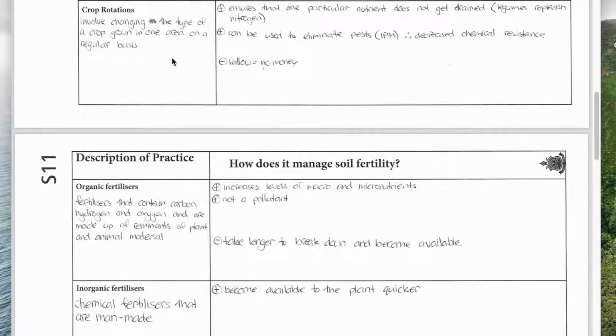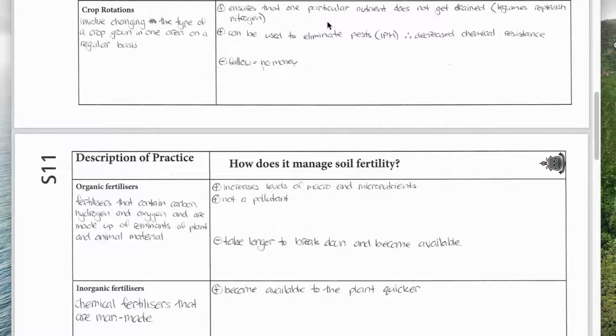The next one is crop rotations. So this involves changing the type of a crop grown in one area on a regular basis. So you might have a legume and then a wheat or oats or something else that's a bit of a cash crop, and then you might leave it in fallow for a while and then maybe another legume, etc. So you know about crop rotations already.